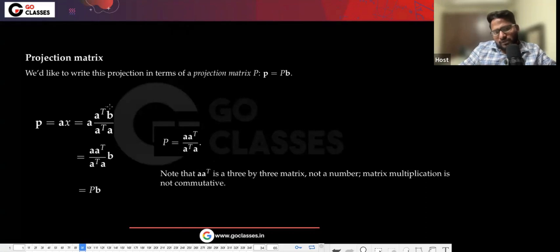So what we have done, this is what we already knew, right? I'm just rewriting it in this way, and then I'm saying this capital P is nothing but this particular quantity. So basically the projection matrix that we are getting is this much. And it is a matrix, it is not a scalar, okay? This is a projection matrix. Understood?